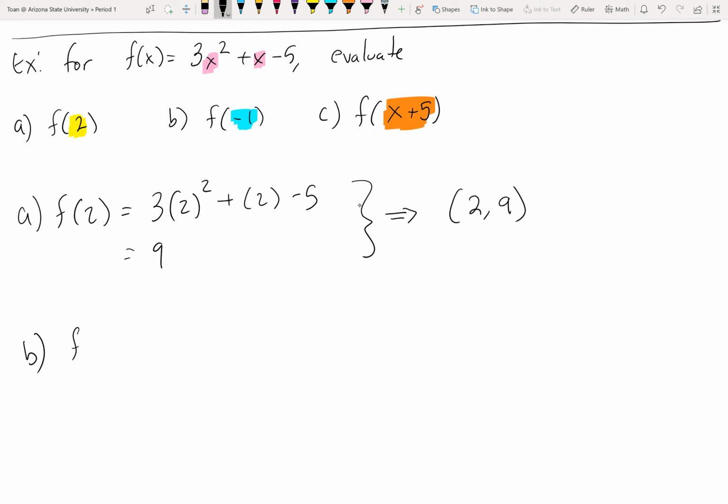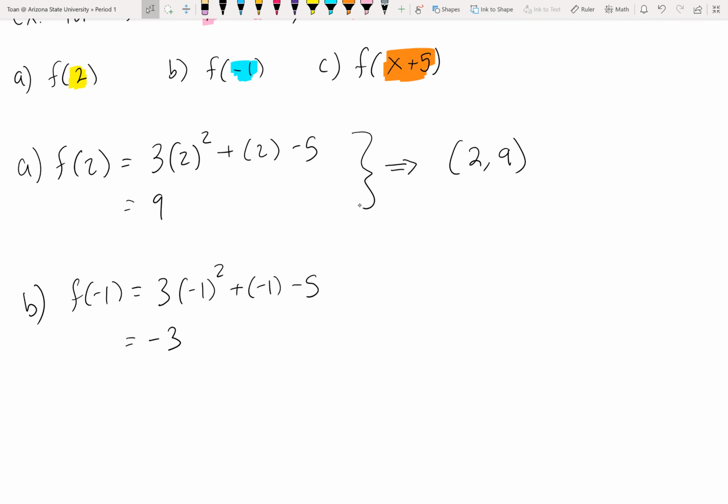Letter B, just do the same thing. If you saw f of negative 1, it says plug a negative 1 in for all the x's in the f function. So this is 3 times the quantity negative 1 squared plus negative 1 minus 5. So then just do math. Negative 1 squared is a positive 1 times 3 is a 3. Negative 1 minus 5 is a negative 6. So 3 plus negative 6 is a negative 3.